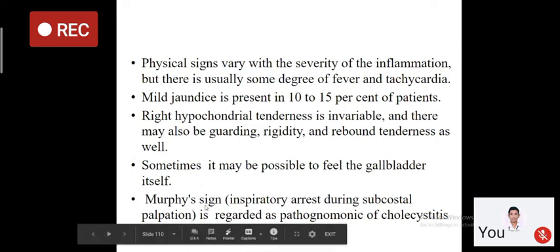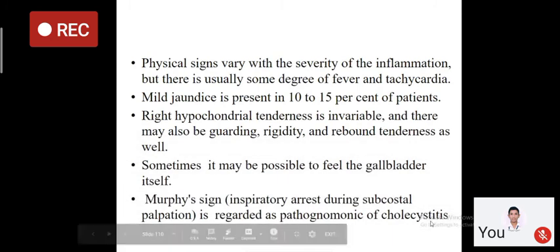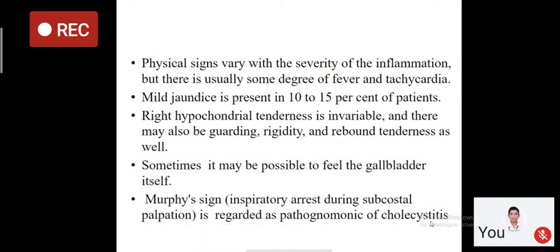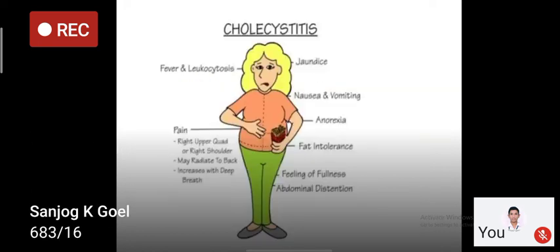And Murphy sign, what is Murphy sign? Inspiratory arrest during subcostal palpation is regarded as pathognomonic of acute cholecystitis, right? So what is the pathognomonic sign of acute cholecystitis? It is the positive Murphy sign. What is Murphy sign? It is the inspiratory arrest during the subcostal palpation.